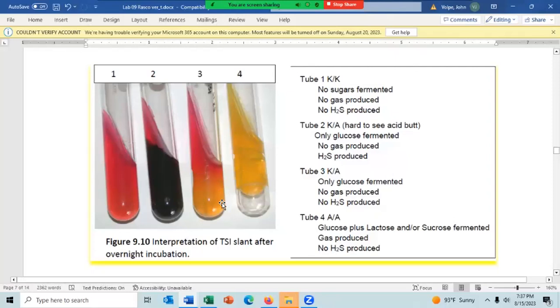We know that the bacteria was fermenting glucose because in the butt, the bacteria grow slower, ferment slower, and in the butt, it's still yellow. Any question about any of that?